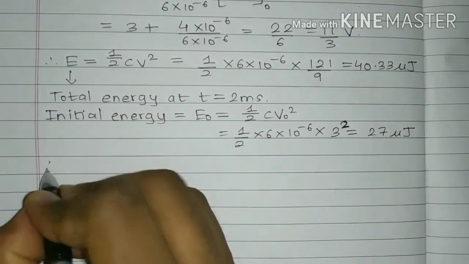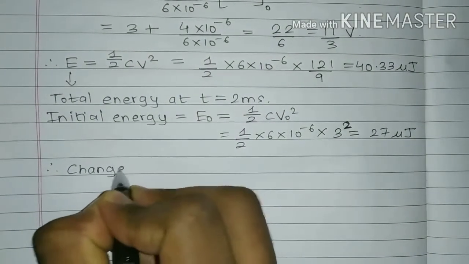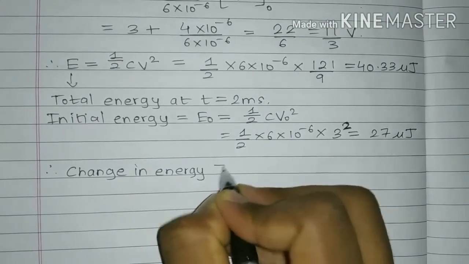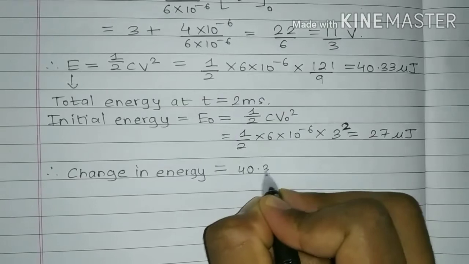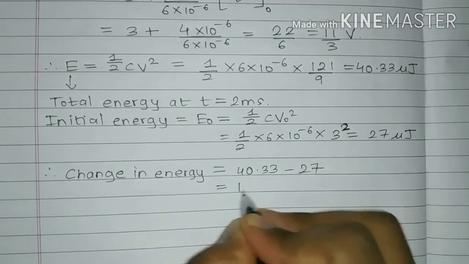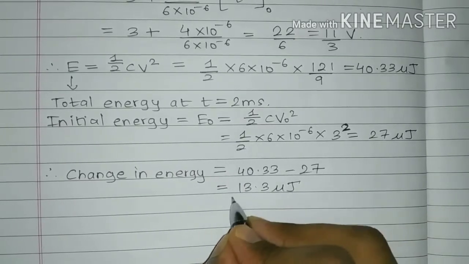Therefore, the change in energy is equal to 40.33 minus 27, which is equal to 13.33 microjoules. Hence, the energy stored in the capacitor over the interval 0 to 2 milliseconds is 13.33 microjoules.